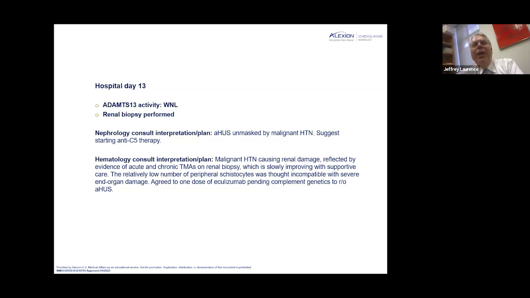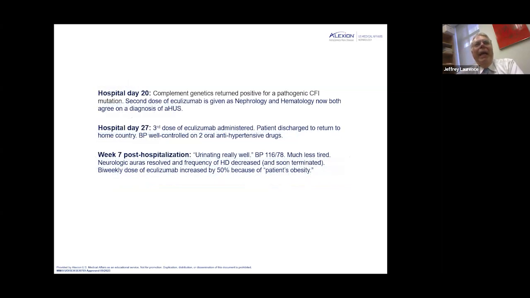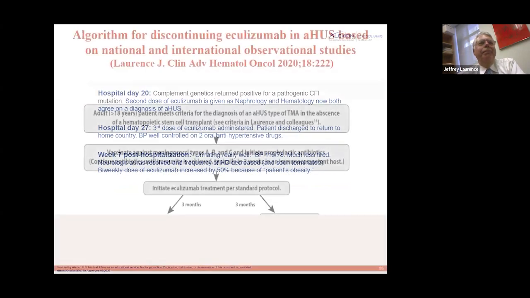We send off the genetics, and luckily, he had a classic pathogenic complement factor I mutation. Got a 2nd dose of eculizumab, is now doing very well. They administered his 3rd dose. He went home, and he actually sent me a video off dialysis, doing very well. It was really atypical HUS.